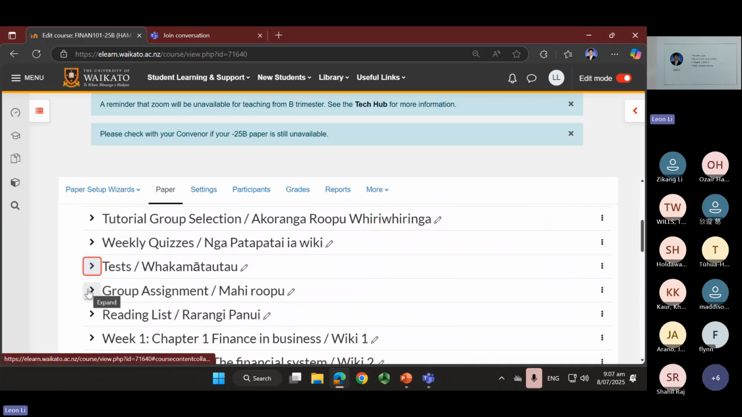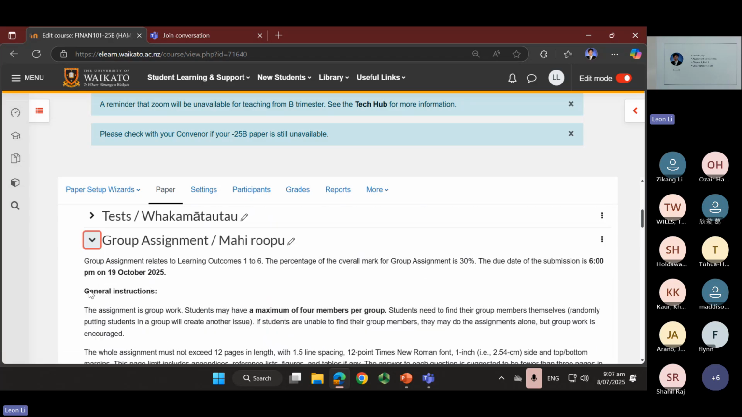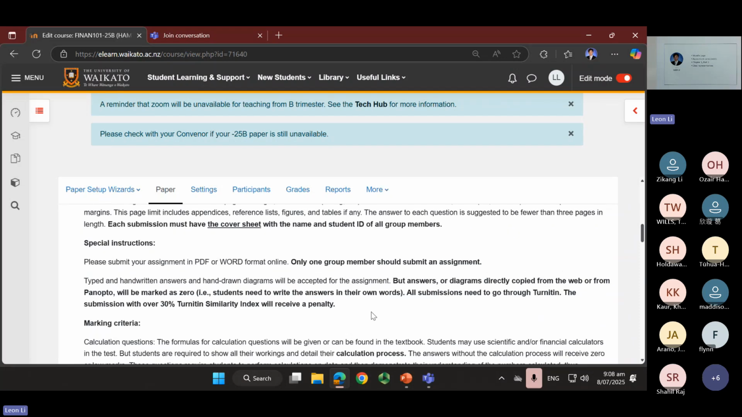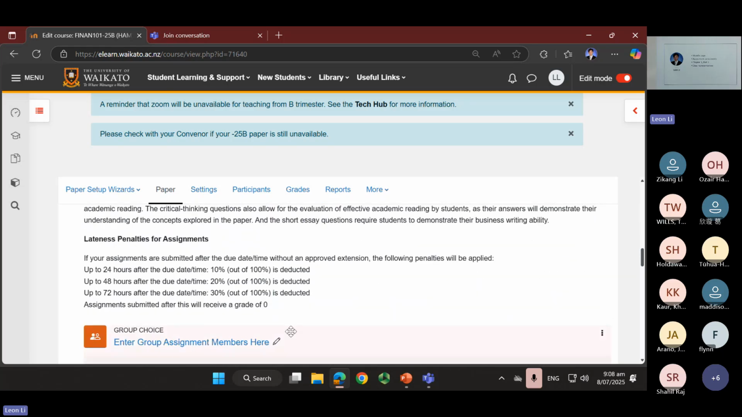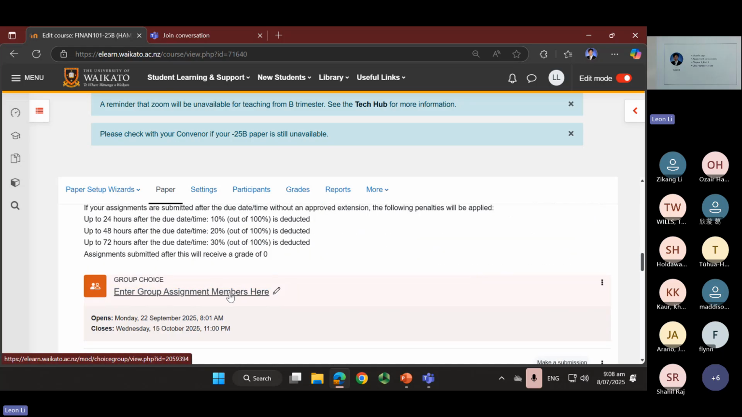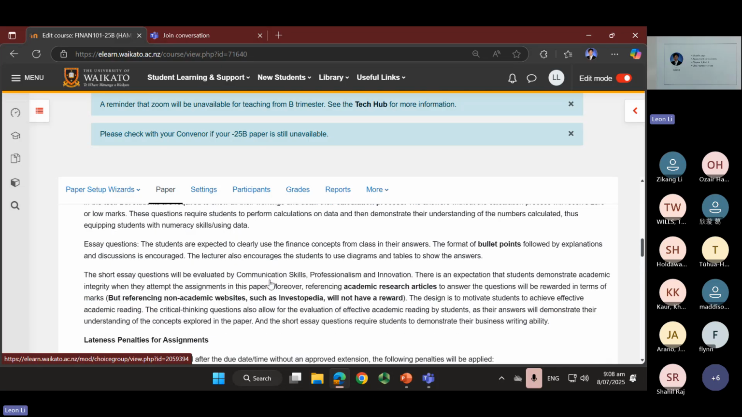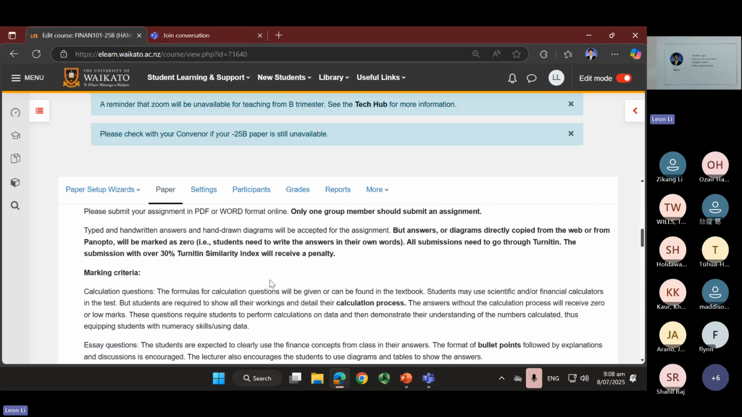Our final assessment component is the group assignment. The group assignment will include 4 long answer questions, like a debate, mini case, and research paper study. You can have a maximum of 4 members for each group, and after you decide your group members, enter them here. So this is our final assessment component.